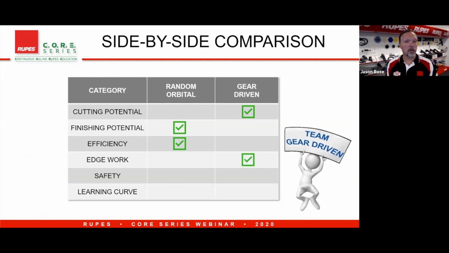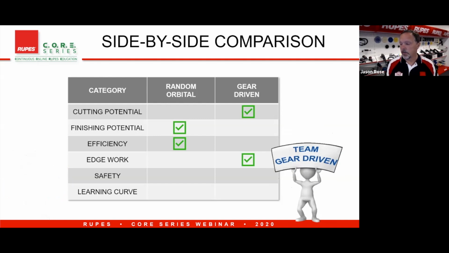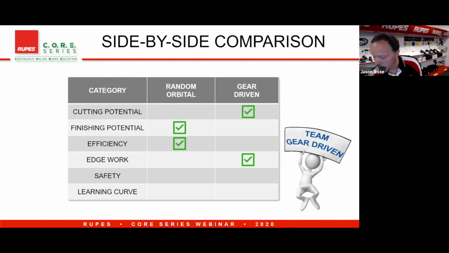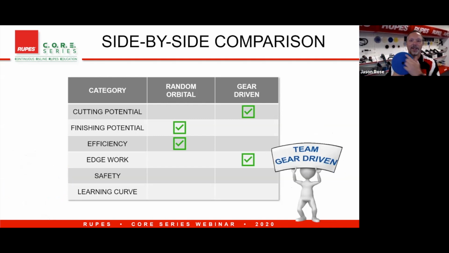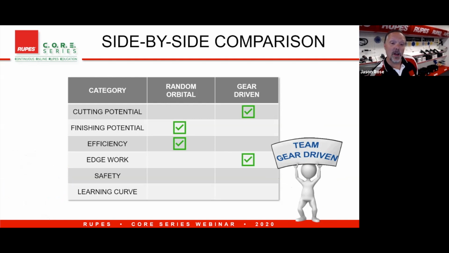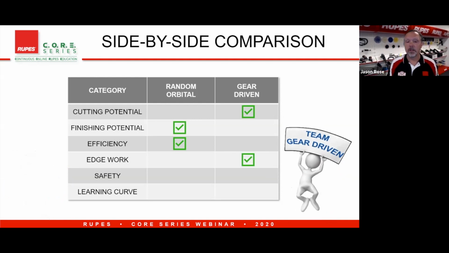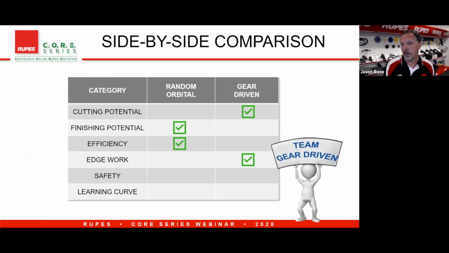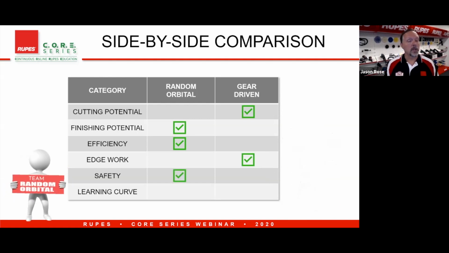Edge work. We gave a clear advantage to the gear-driven simply by using the outside of the pad. Then you have this big advantage tilting into the edge. The gear-driven does that very easily and without a lot of technique. Safety, because of, again, the free spinning rotation, the random-orbital has an edge on safety. It's simply safer to use on all parts, curves, contours and flat spots of the car.